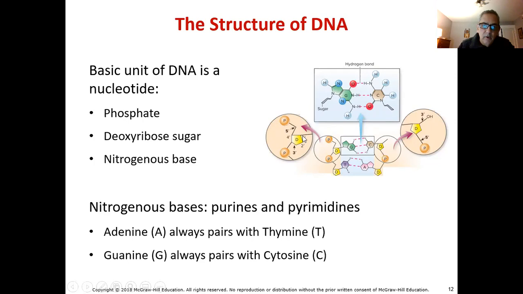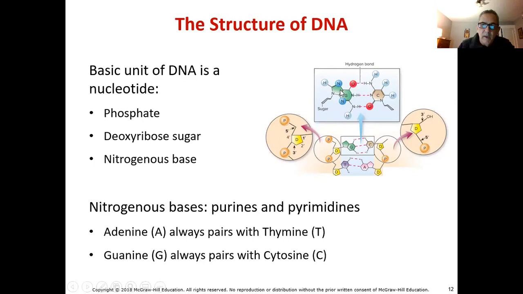It's a 5-carbon sugar. Each carbon is numbered going 1, 2, 3, 4, 5. Up here, 5 is where the phosphate connects. And the phosphate below it connects at the 3' position. And so the molecule grows in this direction as phosphates are added.